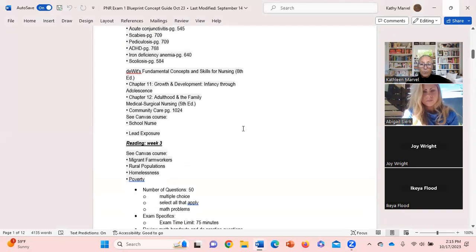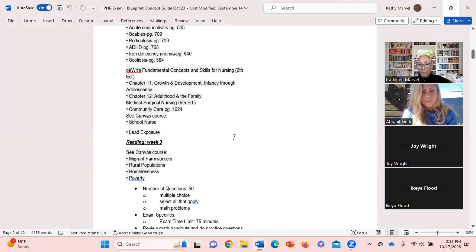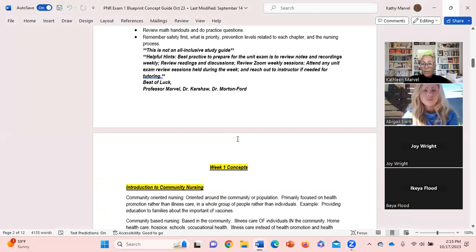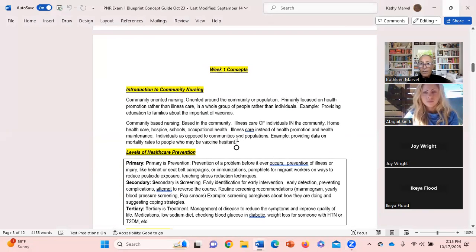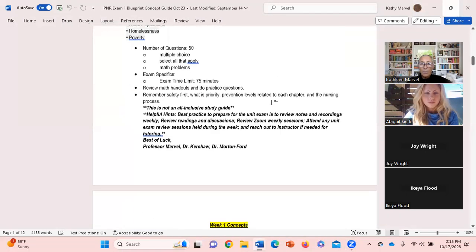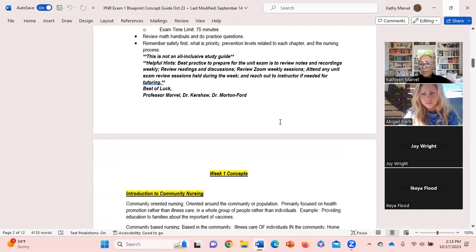All right. So we've covered all 3 weeks. This exam is for weeks 1, 2, and 3. Everything's organized in weeks for concepts. So you have your week 1 concepts, which are listed up here. They go in order. This is going to look similar to your weekly notes. This is just an abbreviated version.